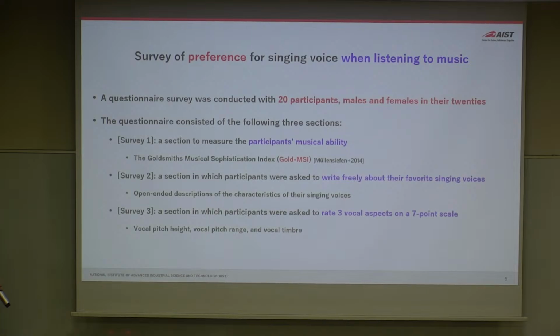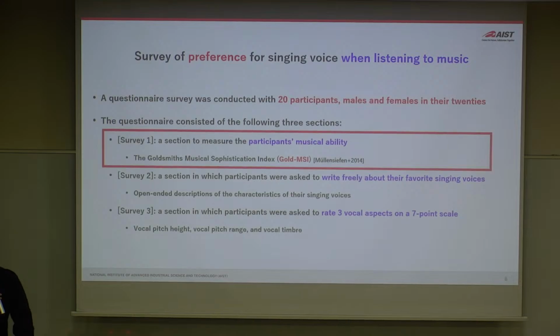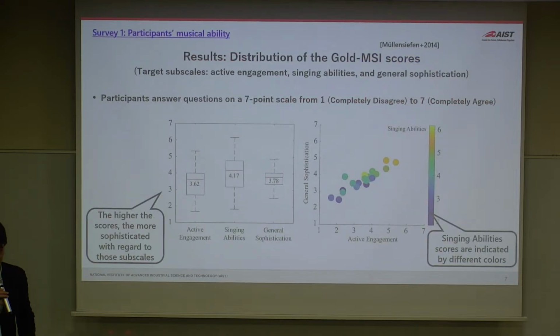We conducted a questionnaire survey with 20 participants, males and females in their 20s. We had 3 surveys, as you can see. So I will explain about that. First, survey 1, which is for measuring the participants' musical ability using the Goldsmith Musical Sophistication Index, called Gold MSI. This is the result.